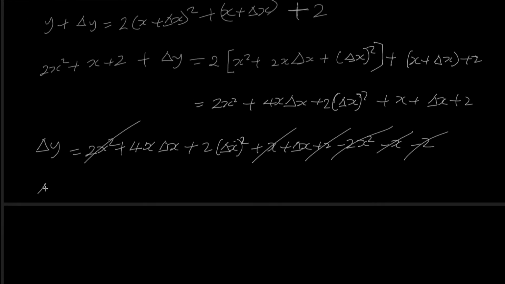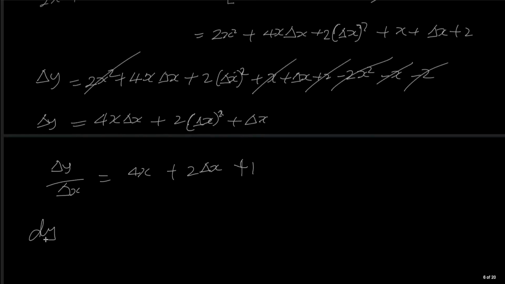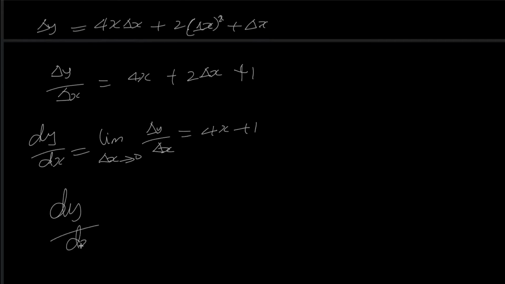So what we have now is delta y equals 4x delta x plus 2 delta x squared plus delta x. Let's divide everything by delta x: delta y over delta x equals 4x plus 2 delta x plus 1. The only way we can have dy/dx is if this change in x is approaching 0 for this over this. You agree with me? If that happens, this one automatically will go because it becomes 0, leaving 4x plus 1. So we can conclude that dy/dx of this question is 4x plus 1.